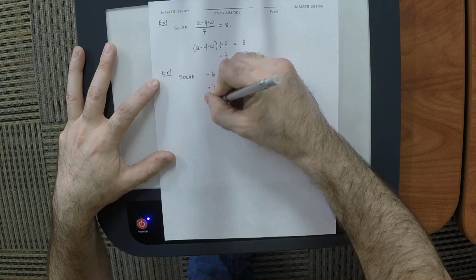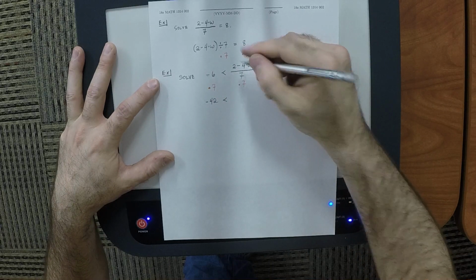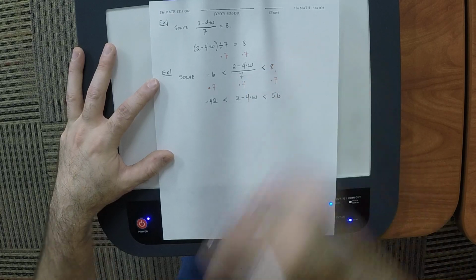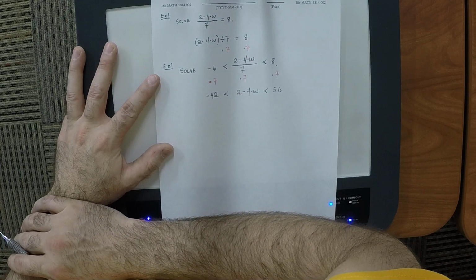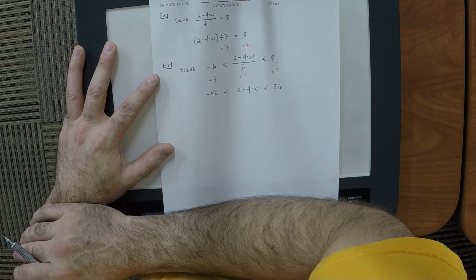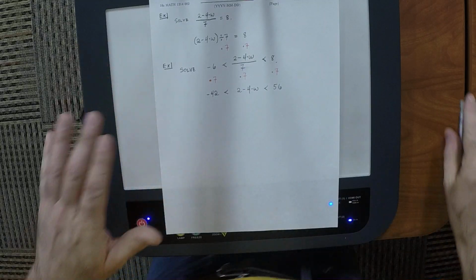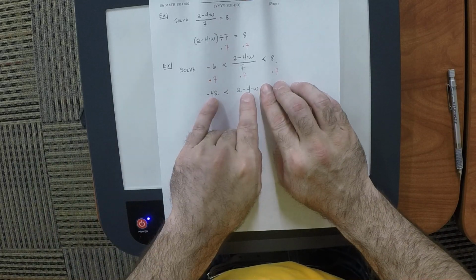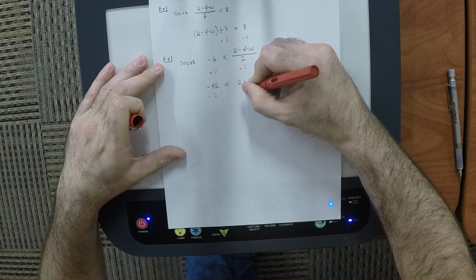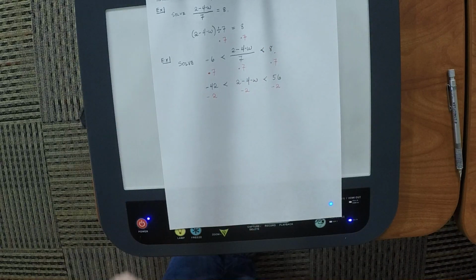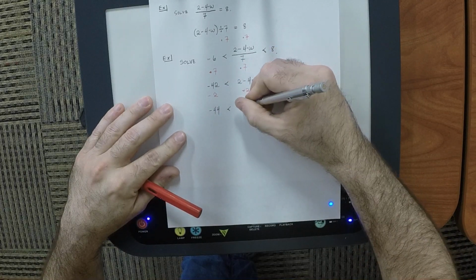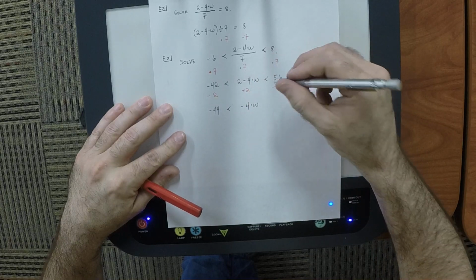So the new left position is negative 42. The new middle position is 2 minus 4W. And the new right position is 56. All right, now what? Subtract 2. Subtract 2. Good. The reason is that if it were this, we'd want to subtract 2, and if it were that, we'd want to subtract 2. So subtract 2 from all positions. So the left position is negative 44, the middle position is negative 4W, and the right position is 54.